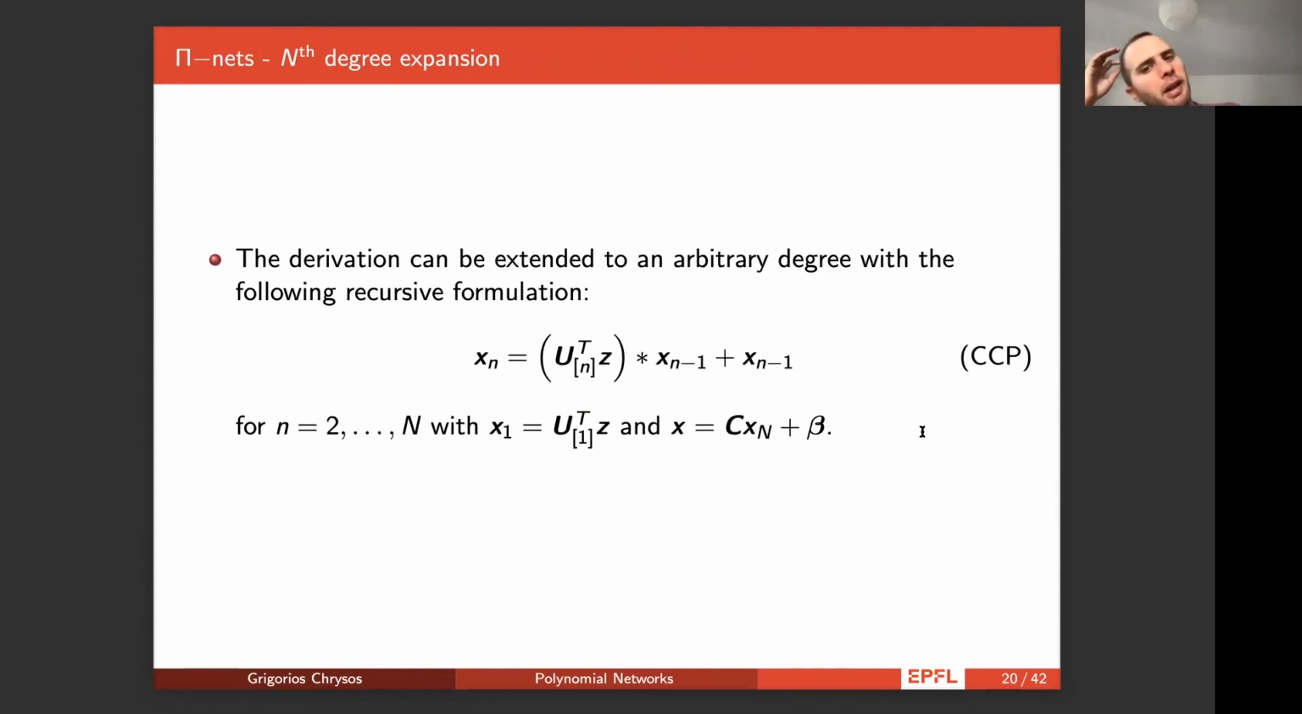Of course, this can be extended even further. This is the arbitrary degree formulation. It should be very easy to apply this formulation for constructing any arbitrary degree, because essentially it just takes the previous output, and this is a skip connection part, so it directly adds the previous output, and then it takes the previous output Hadamard product with some embedding of your input. This is how you can construct any arbitrary degree, and the final output is just an affine transformation with the matrix C and the bias.